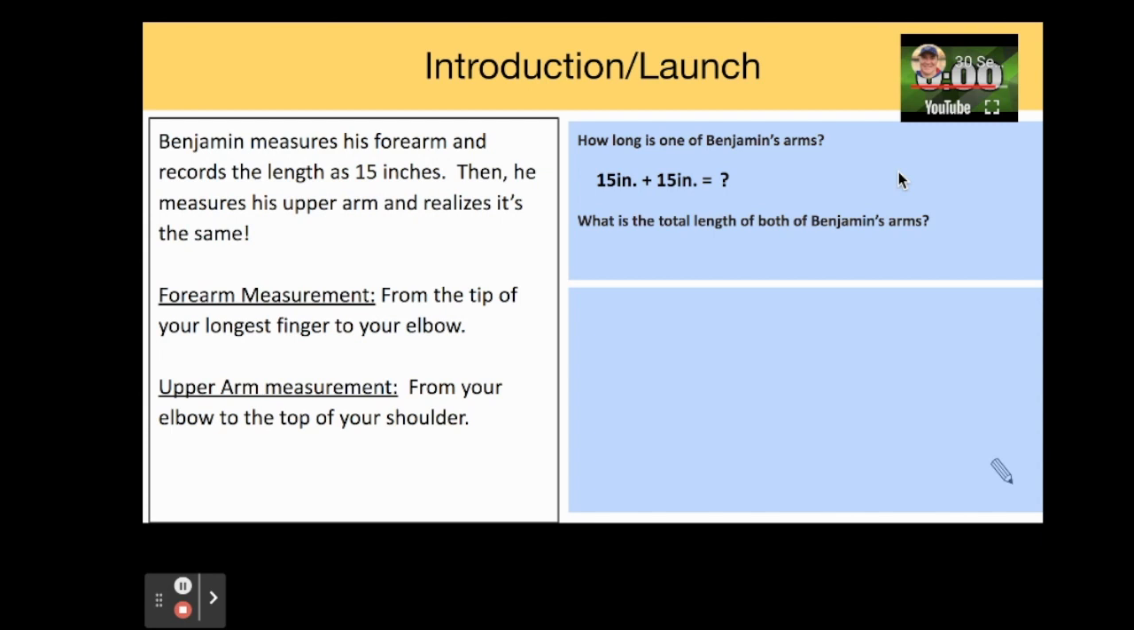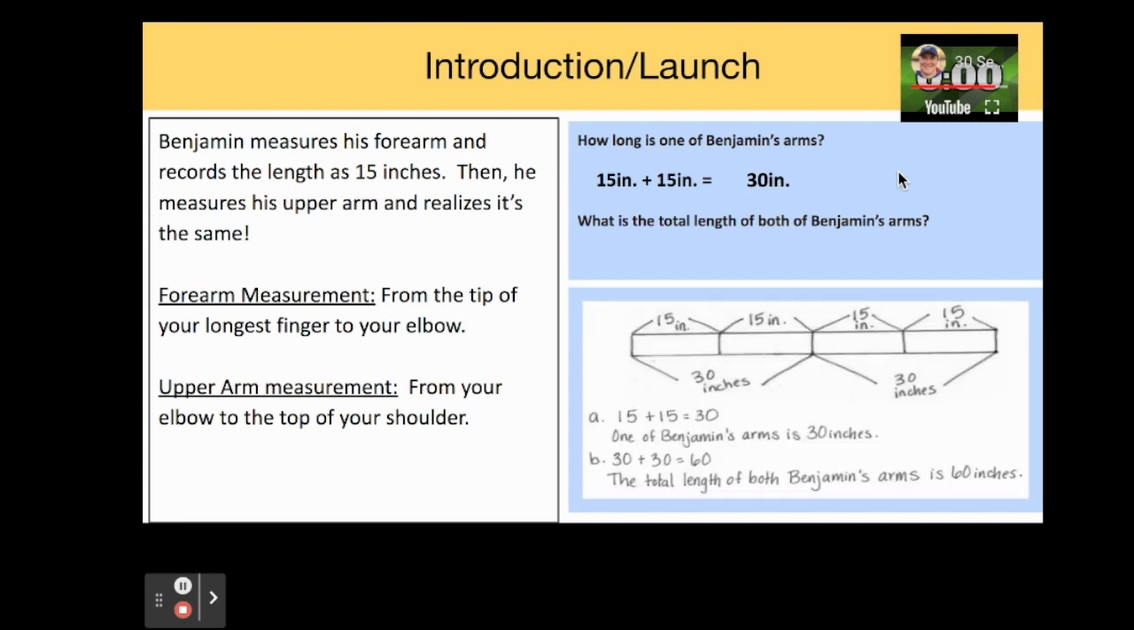Notice that I included the letters IN for inches. As I mentioned earlier, it is very important to include the units when dealing with measurement. I already know that 15 plus 15 equals 30. Therefore, one of Benjamin's arms is equal to 30 inches. Now let's look at the second question. What is the total length of both of Benjamin's arms?